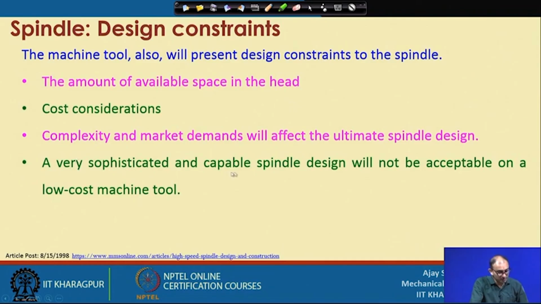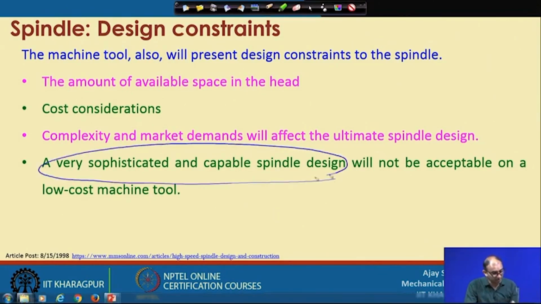A very sophisticated and capable spindle design will not be acceptable on a low cost machine tool. That is very important, because suppose you have a spindle rotating at 50,000 RPM, but your machine tool does not have that much stiffness. When you are rotating, you also demand something from the machine tool. We have seen in the different components that your base should be polymer granite, and you have a different type of motion for that. Air bearing is also available. If it is a linear motion, then linear drives are available. If those sophisticated components are available in the machine tool, then it is better that you spend some money on a sophisticated and capable spindle design.